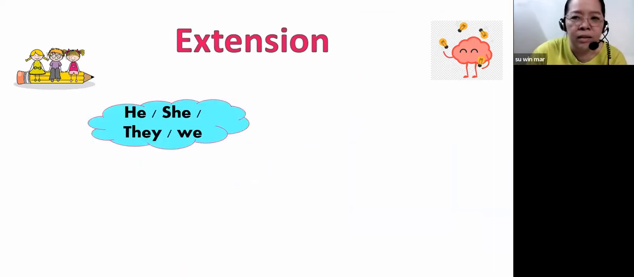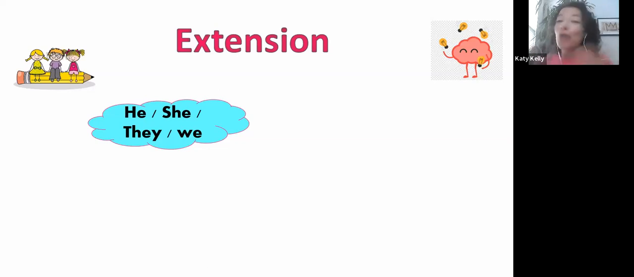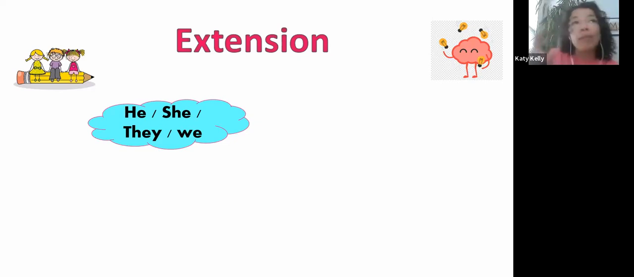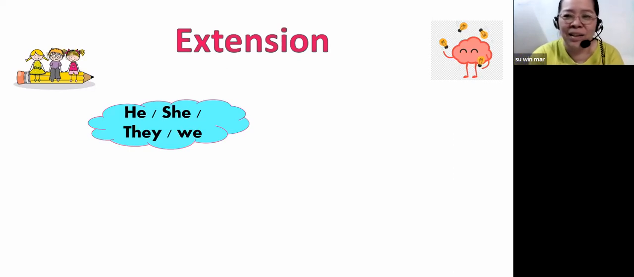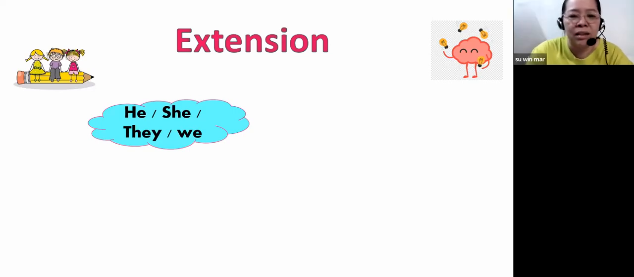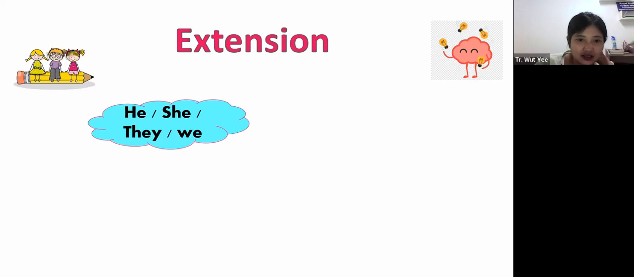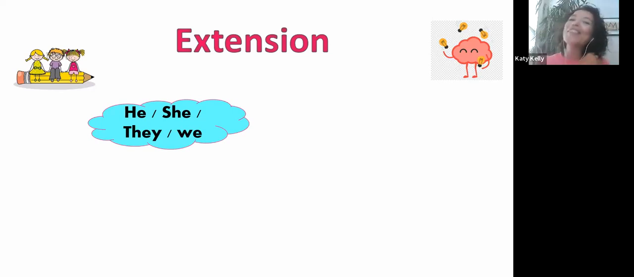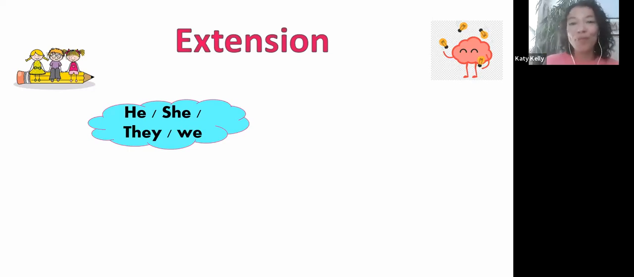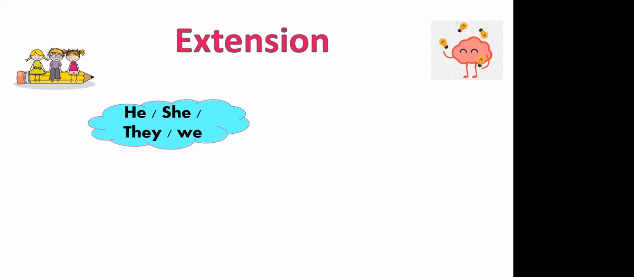Because the story was all I am, what are you? So we could extend the story by also adding he or she, they or we. So we could make the monkey called Paul and he's a boy. Let's ask him, what is he doing? He is swinging. And the parrot is called Cindy. She is flying. Lovely. What is she doing? She's flying. Perfect.